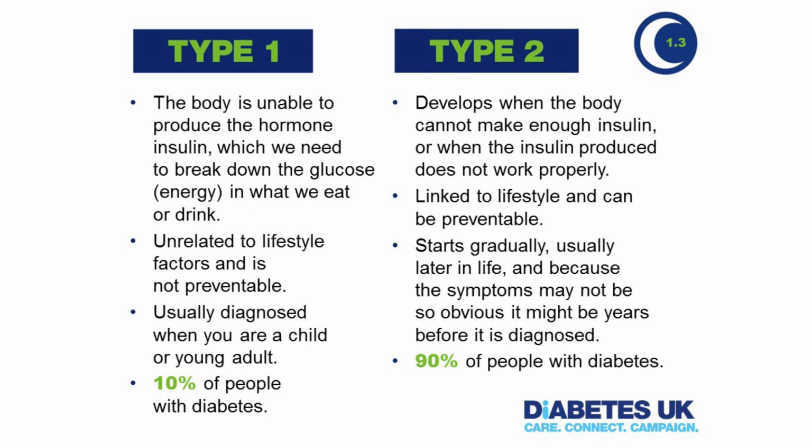Type 2 develops when the body cannot make enough insulin, or when the insulin produced doesn't work properly. Your family history, age, and ethnic background affect your risk of developing it. And you're more likely to get type 2 diabetes if you're overweight. It starts gradually, usually later in life. And because the symptoms may not be so obvious, it might be years before you learn that you have it. If undetected, it can lead to serious life-threatening conditions. Approximately 90% of people living with diabetes have type 2.